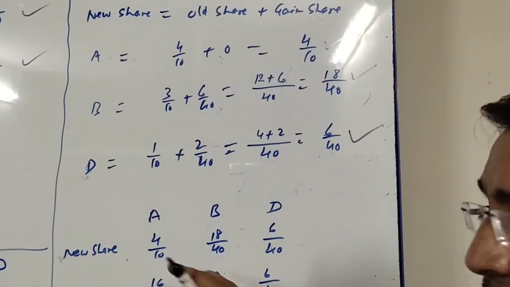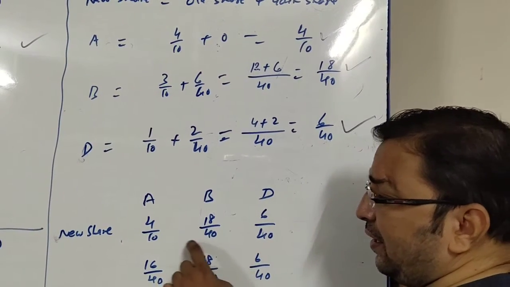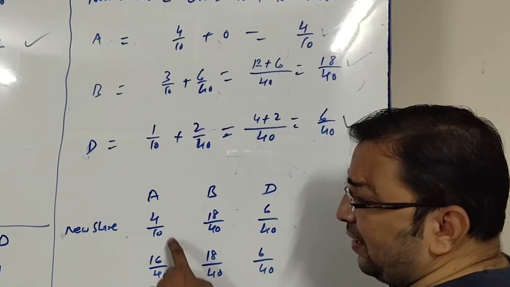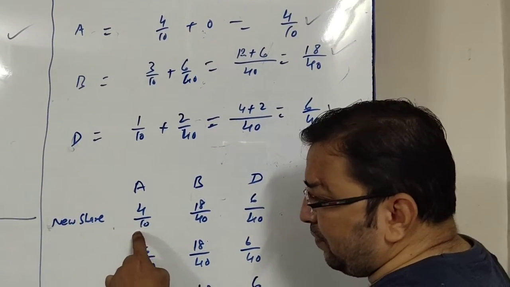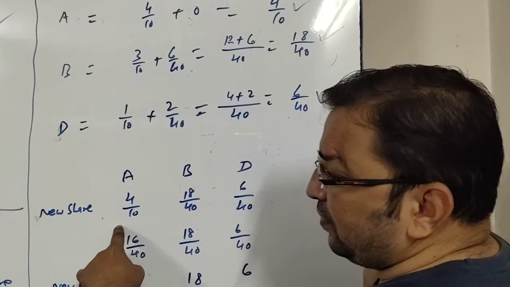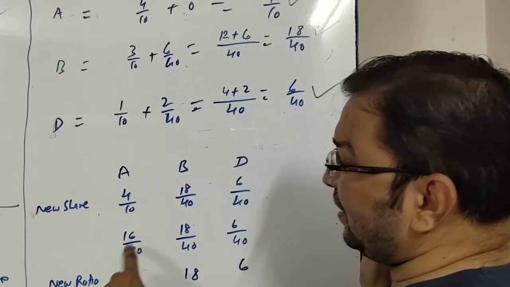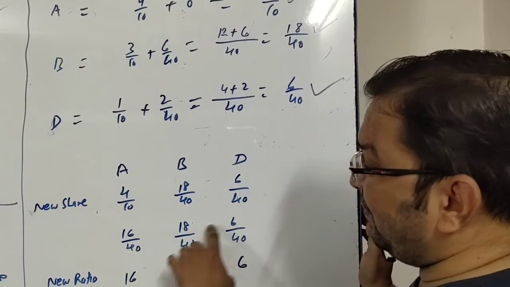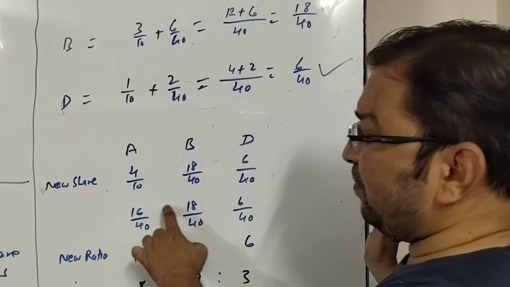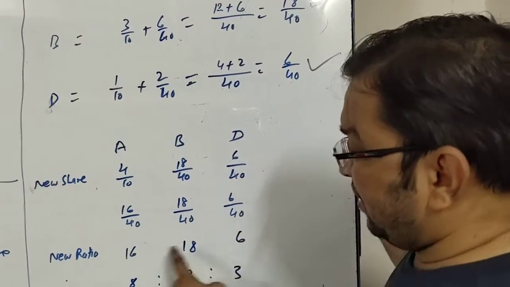Now we need to make the denominator equal to decide the gain ratio. So we will be making the denominator equal. Here 40 will be the LCM. So we want 40 everywhere in the denominator. To make 40 here, we will have to multiply by 4. So the numerator and denominator both will be multiplied by 4. So 16/40. This is as it is, 18/40 and 6/40. Now we will remove the denominator. Our ratio will be 16:18:6. So 16:18:6 is the new ratio.